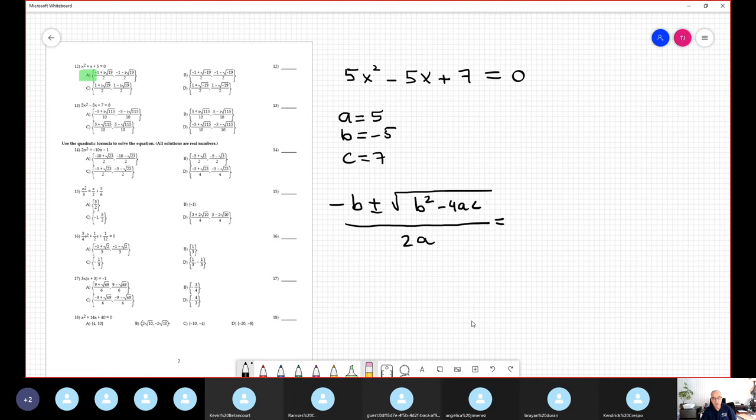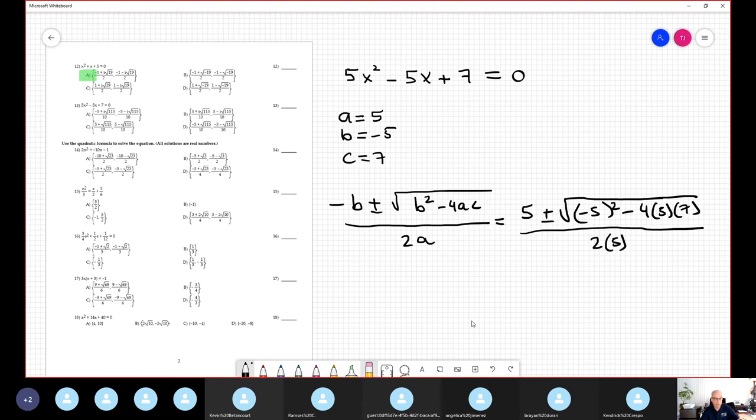Substitution: negative, negative 5, and negative b in the formula become positive together. Plus or minus the square root of negative 5 squared, minus 4 multiplied by a, which is 5, multiplied by c, which is 7, divided by 2 times 5, okay, 10 in the denominator.